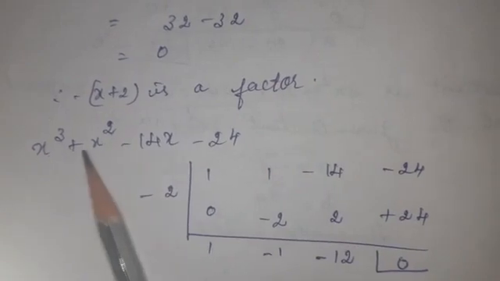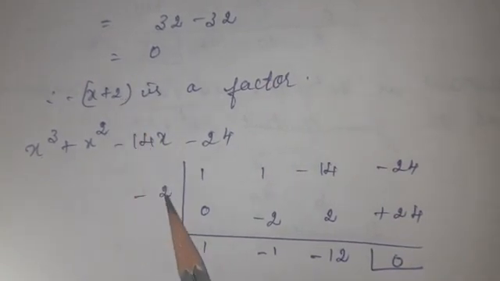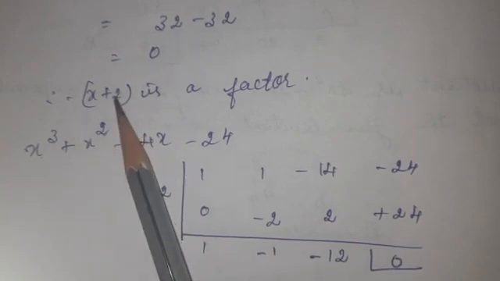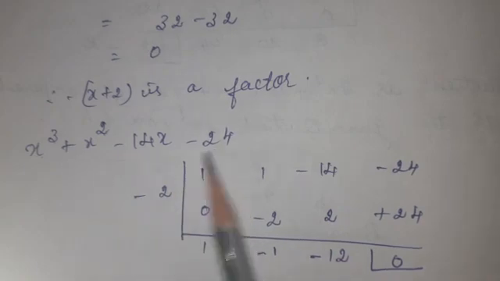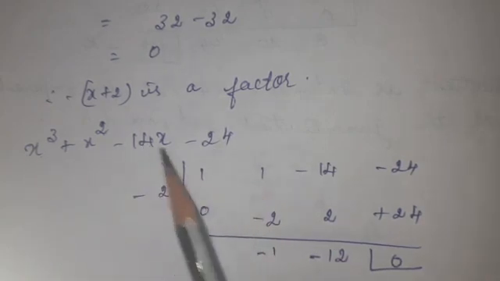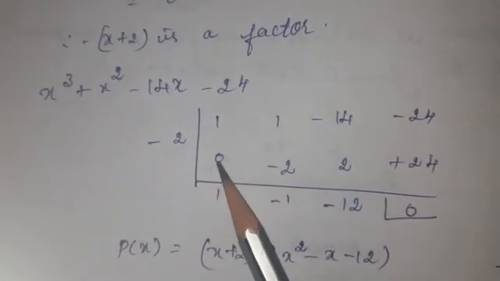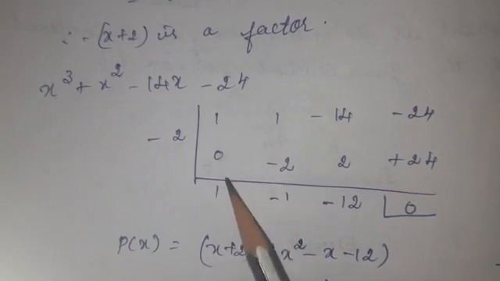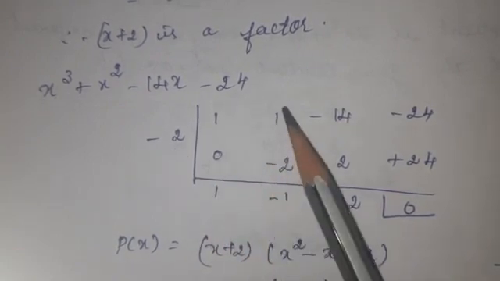Again, I am writing that P of x. Here, x plus 2 is a factor, which means we should take minus 2. Then I am writing the coefficients of P of x. Here the coefficient is 1, the x square coefficient is 1, the x coefficient is minus 14, and minus 24. Here always put 0, as I already told. So 1 plus 0 is 1. Then multiply: minus 2 into 1 is minus 2.